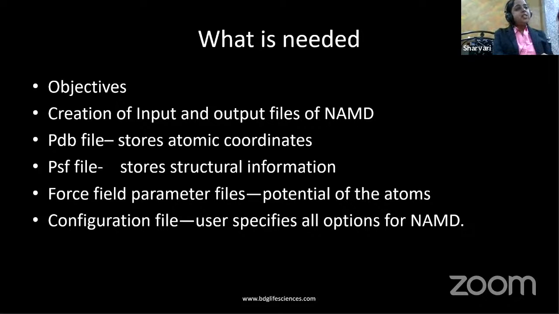So a PDB file is nothing but your atomic coordinates file, right? What do I mean by atomic coordinates? It is the 3D structure information of a protein, which is stored in the PDB database, right? And the PDB database is the protein database. So I think you all must be aware of how to download a file from PDB. You simply write the name and download the file from PDB.